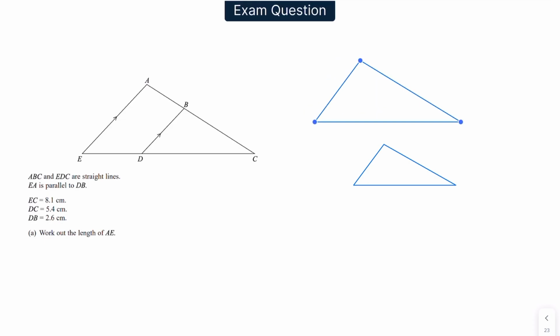Nice. So that is A, that is C, and that is E. So that is the big one there. And then the smaller one is B, C, and D. And that's just a case of labeling the information they've given me in the question.